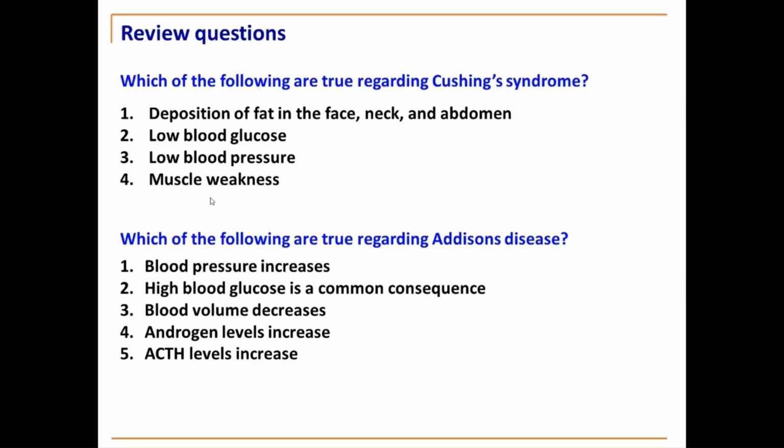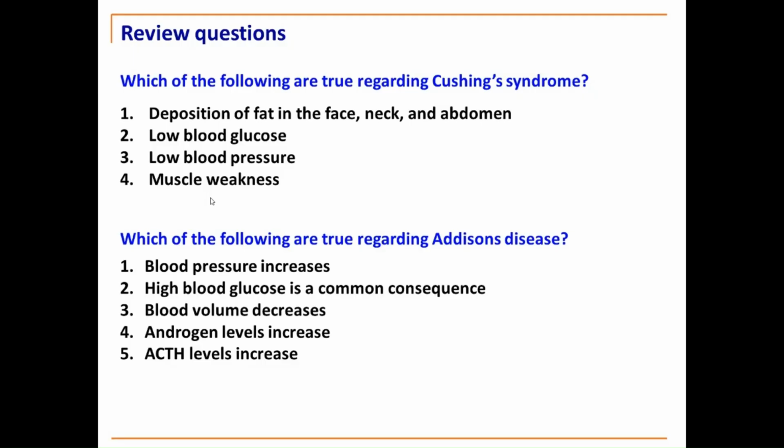Which of the following are true regarding Addison's disease? Blood pressure increases. No, blood pressure can drop quite dramatically at times. High blood glucose is a common consequence. That's obviously incorrect because it's a low blood sugar. Blood volume decreases. Yes, that is correct.